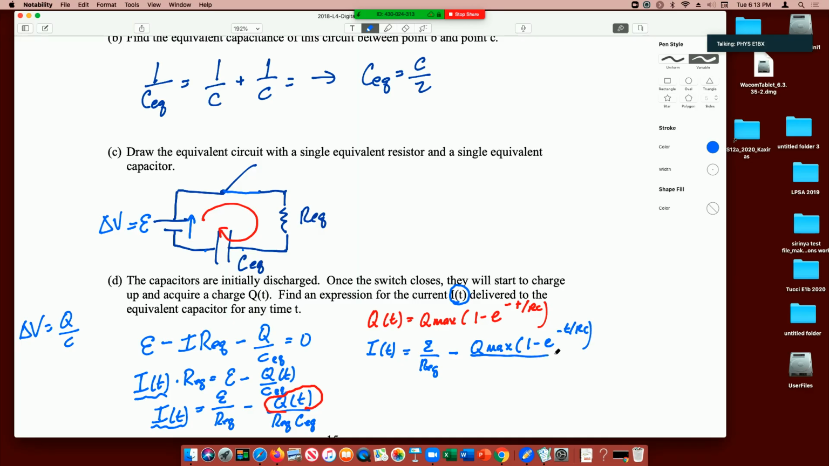And this is over R times. Okay? So, but what do I know? And this is going to require thinking back a little bit. What do I know about Q max? So I know that when the capacitor is fully charged, when it's got the maximum amount of charge on it, I know that is equal to what?